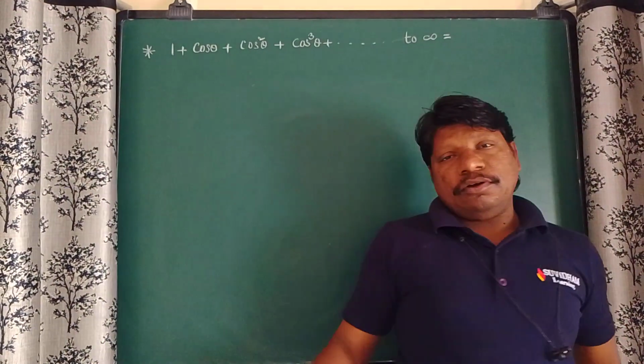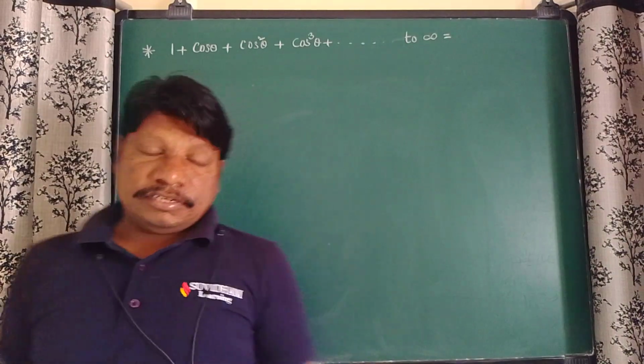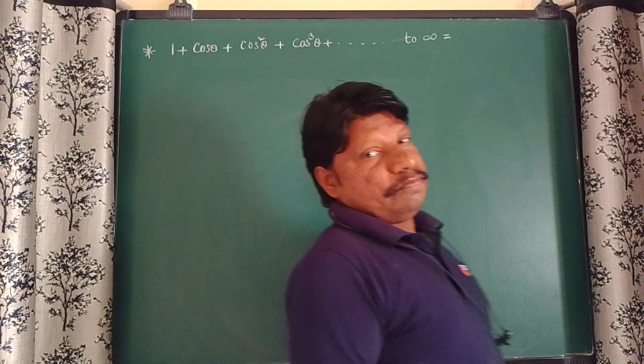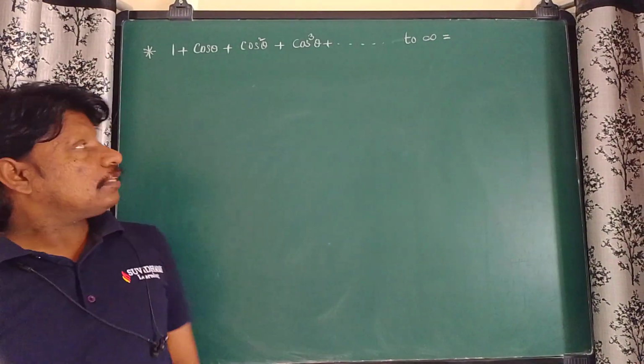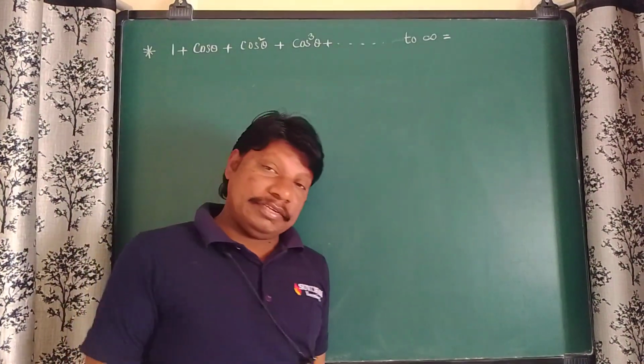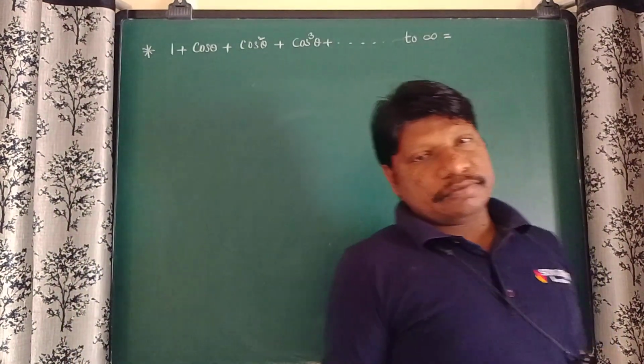Hi everyone. Now I'll explain a question from the Polyset Polytechnic entrance exam for class 10 students. 1 plus cos theta plus cos square theta plus cos cube theta plus so on to infinity equals to.